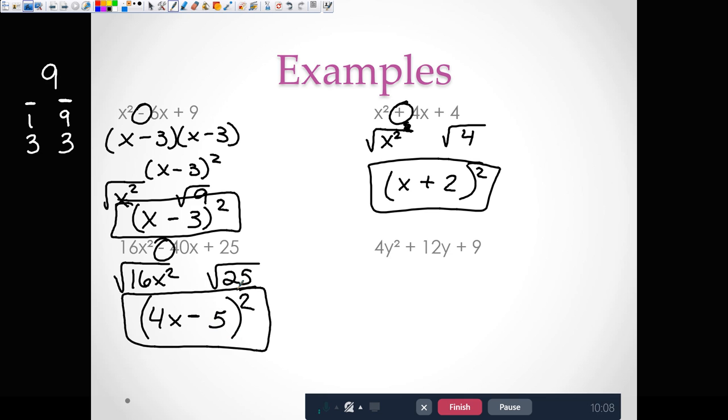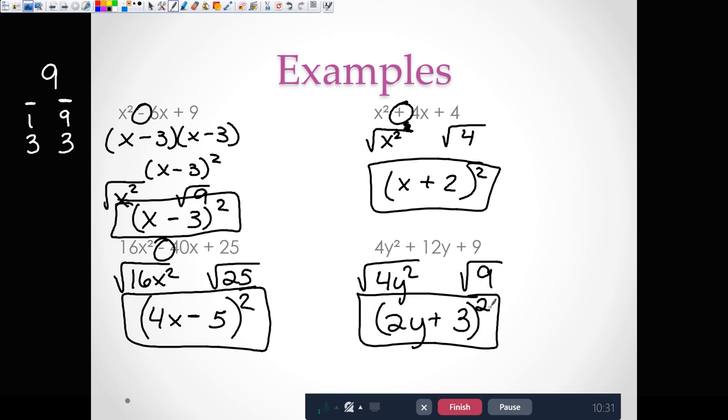So I'm going to take 4y squared and square root it, and I'm going to take 9 and square root it. And what's the square root of 4y squared? 2y. And what's the square root of 9? 3. And then what is my sign going to be? Plus, addition. And it's all squared.